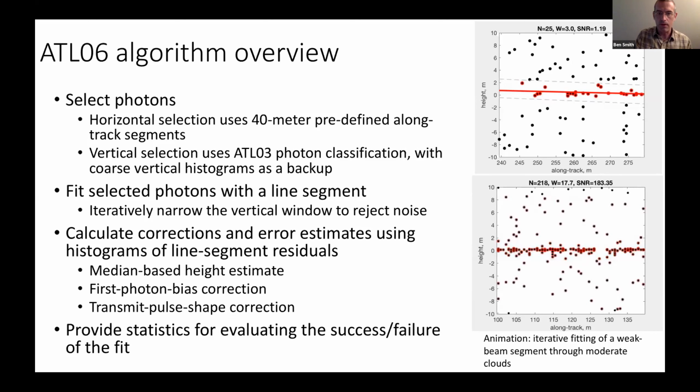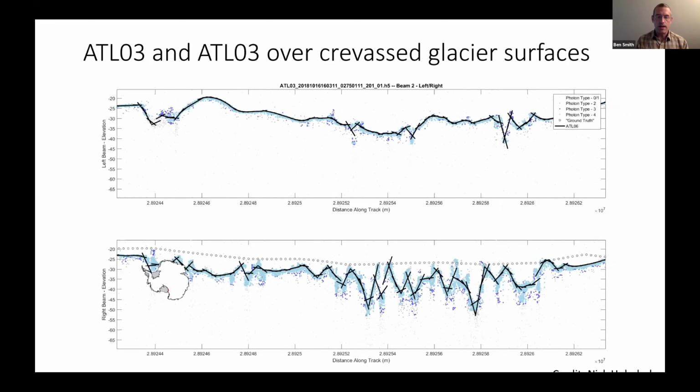So let's go on to the next example. Here's an example of an ATL03 photon cloud with ATL06 elevations laid over the top. We have some areas of smooth surface where everything worked extremely well. The ATL06 segments are a good description of what the surface looked like. We come into more rifted or crevassed areas, and we see that, yes, definitely the ATL06 segments are showing you what the surface looks like.